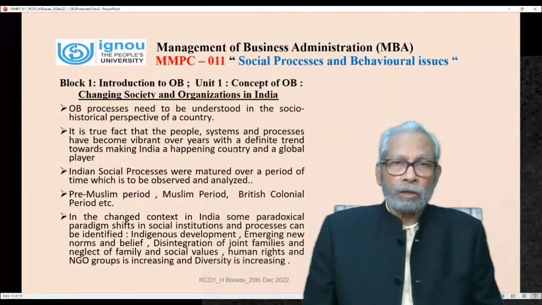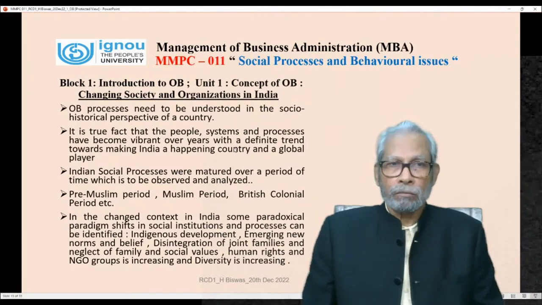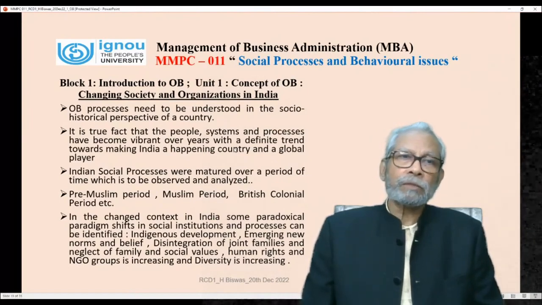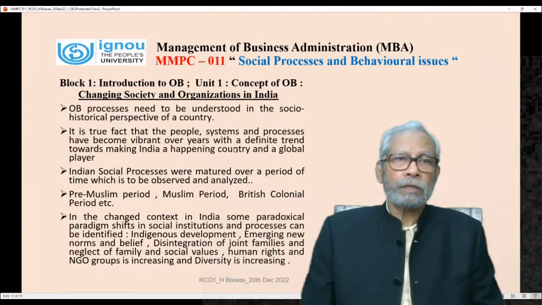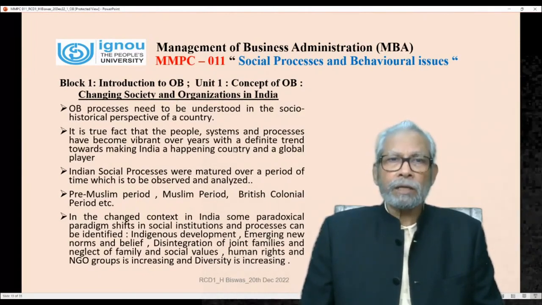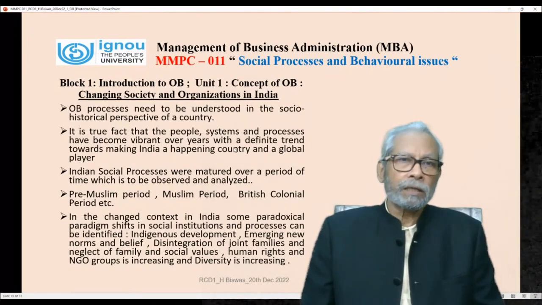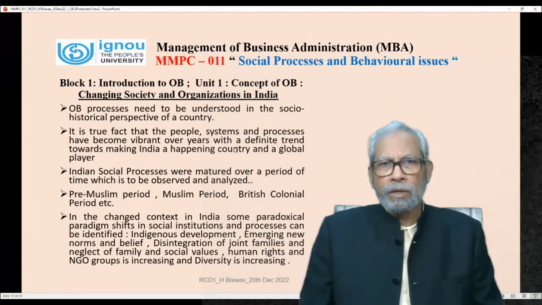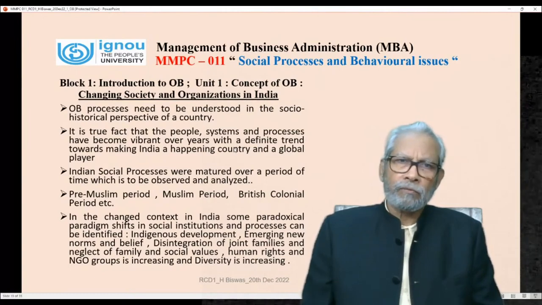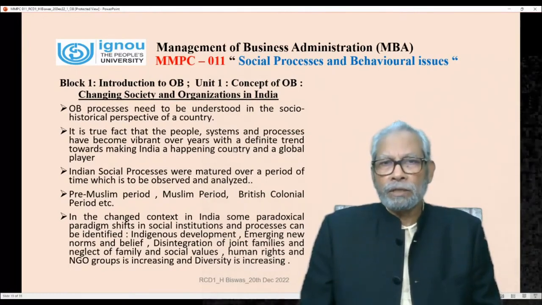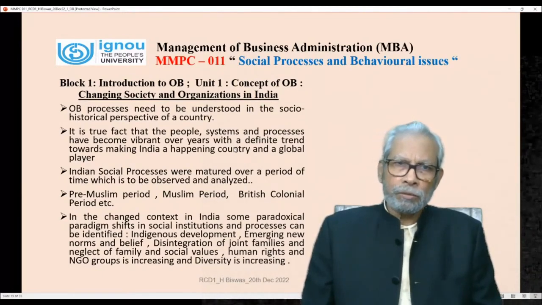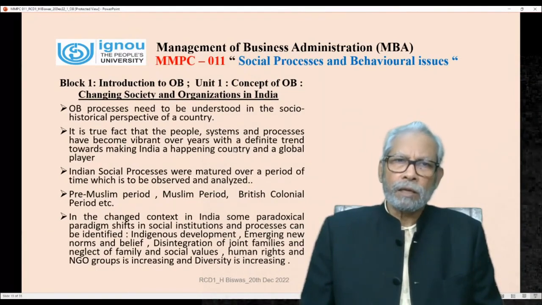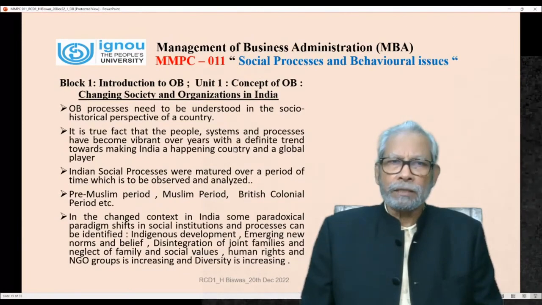changing society and organizations in India. That is also something we have to think about: in India, what are the changes in the society and in the organizations. Organizational behavior processes need to be understood in the socio-historical perspective of a country, because in our country the system will define things, and maybe in another country it will be different. Changing society, as you know, we have already had a lot of phases, the pre-independence and post-independence situation. Earlier we were under British colonial rule. After that, a lot of things have improved. Our social history process also changes, and it is an ongoing process, totally dynamic. It's not a static system.